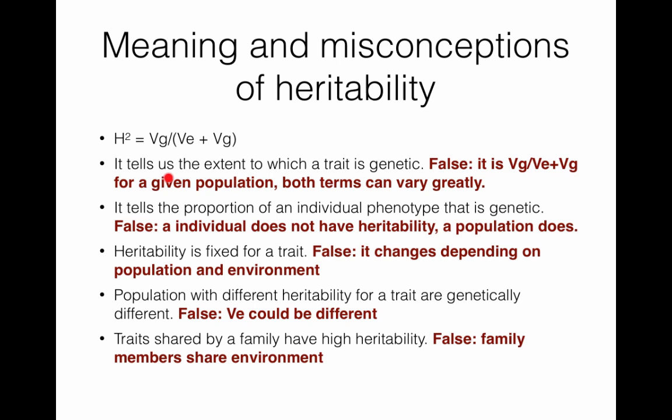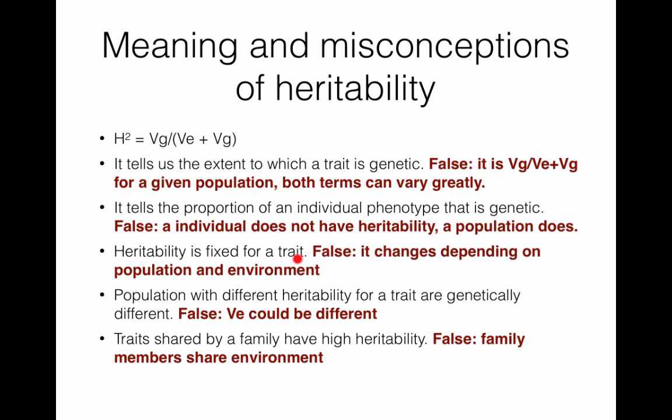For example, we may think that heritability tells us the extent to which a trait is genetic. This is false. It is dependent on this for a given population, and both terms vary greatly. So they may vary from one population to the other, one environment to the other, so that there's no real certainty that a trait that has zero heritability in one population will also have zero heritability in another population. It doesn't tell us anything about what component of an individual phenotype is due to genetic inheritance. That is, an individual does not have heritability, a population does.